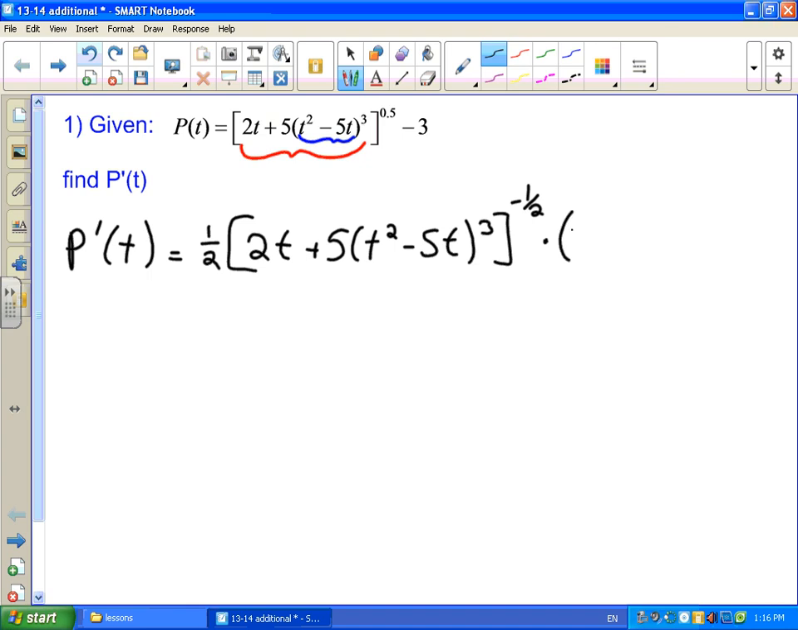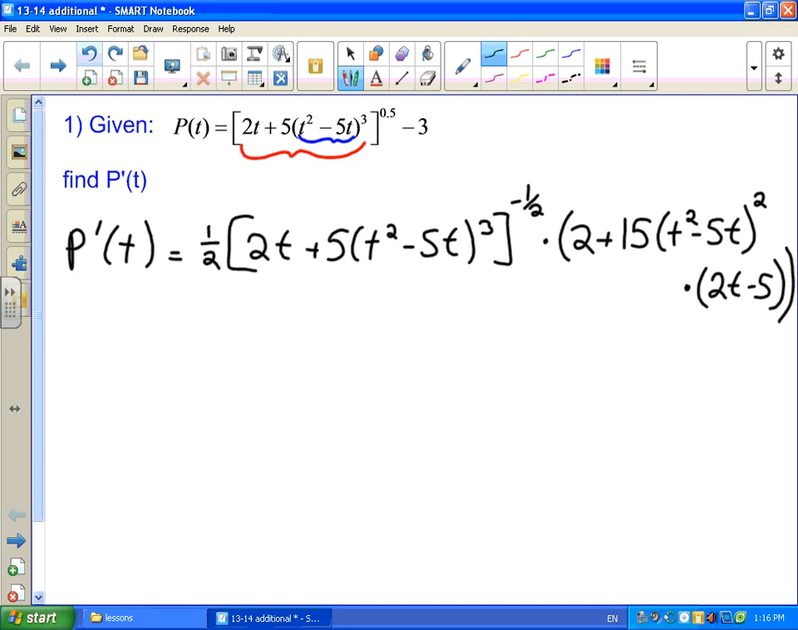That's going to be 2 plus, that's the derivative of our first term. And for the derivative of the second term, well, we need to use the chain rule. So we bring down our exponent of 3. 3 times 5 gives us 15. We're going to have t squared minus 5t in brackets there. Our exponent becomes 2. And that term needs to get multiplied by the derivative of what's inside those round brackets, which is going to be 2t minus 5. Close those brackets, and then we need another set of closed brackets there.